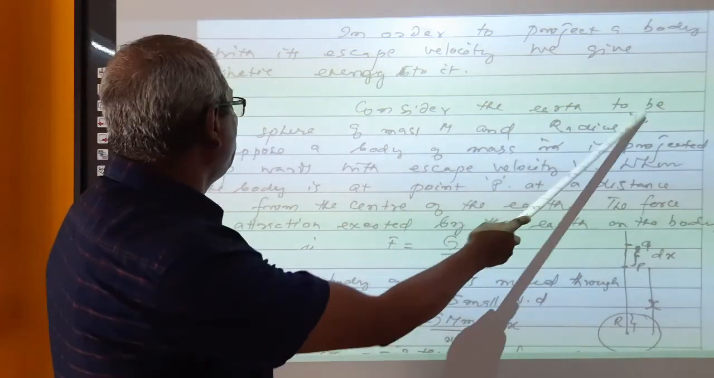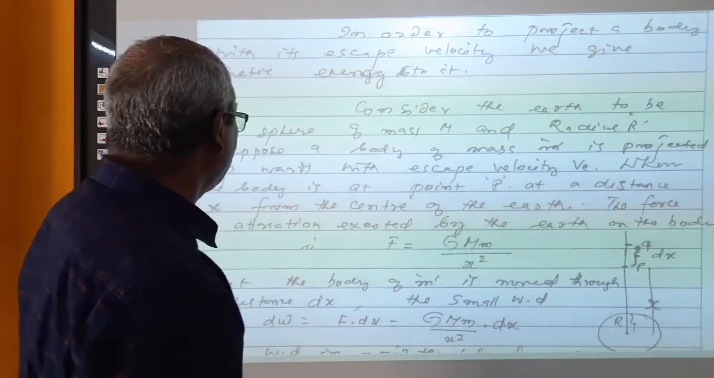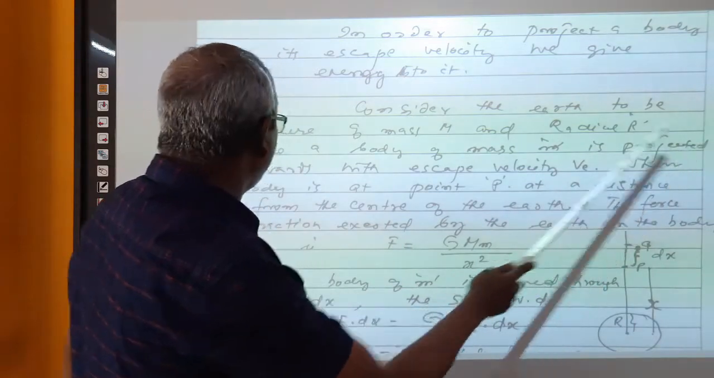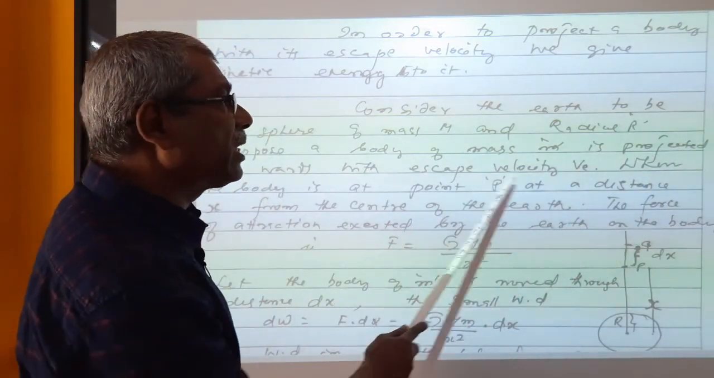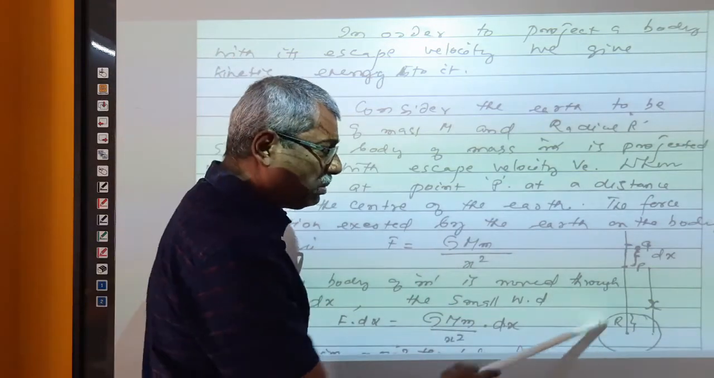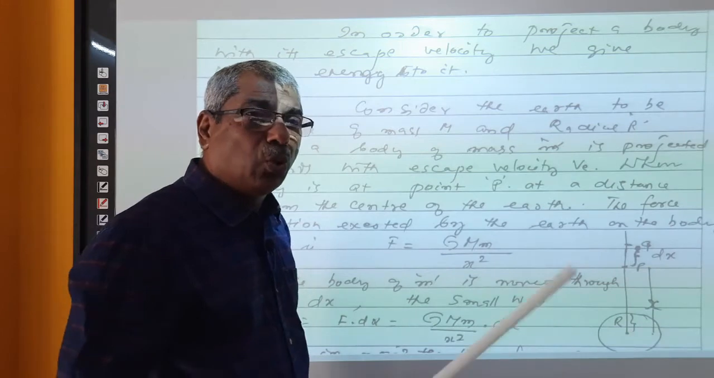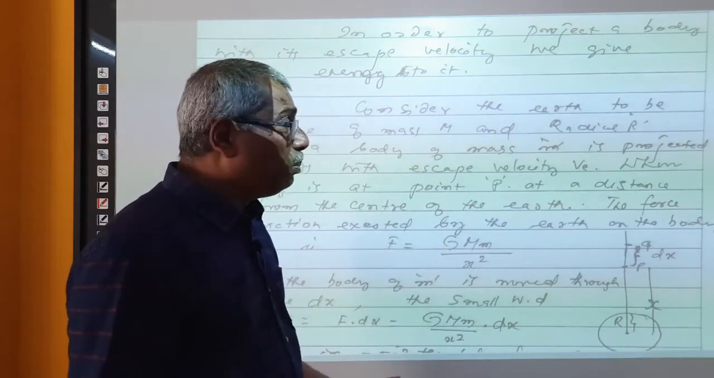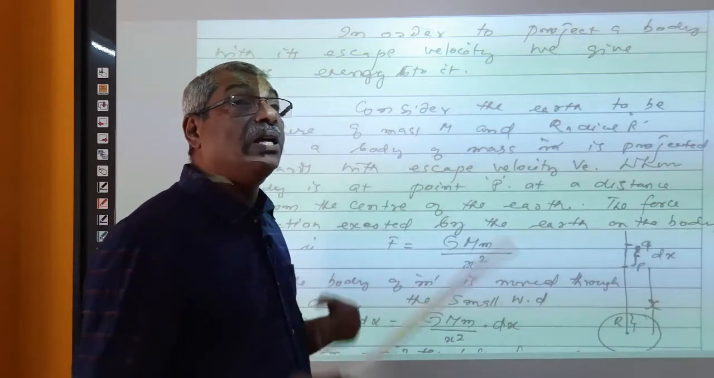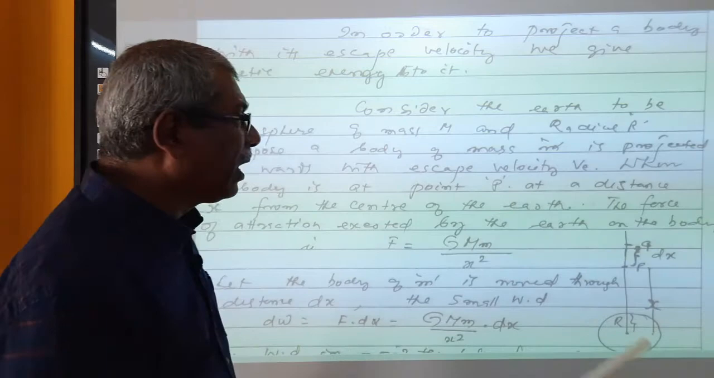Consider the earth to be a sphere of mass M and radius R as shown in the figure. Right? Suppose a body of mass m is to be projected upwards with the escape velocity v. Right? We are taking two things. One is the earth. Earth is having a radius R. Right? And we wish to project, throw a body of mass small m with a velocity v so that it escapes out of the gravitational pull of the earth and will never come back.